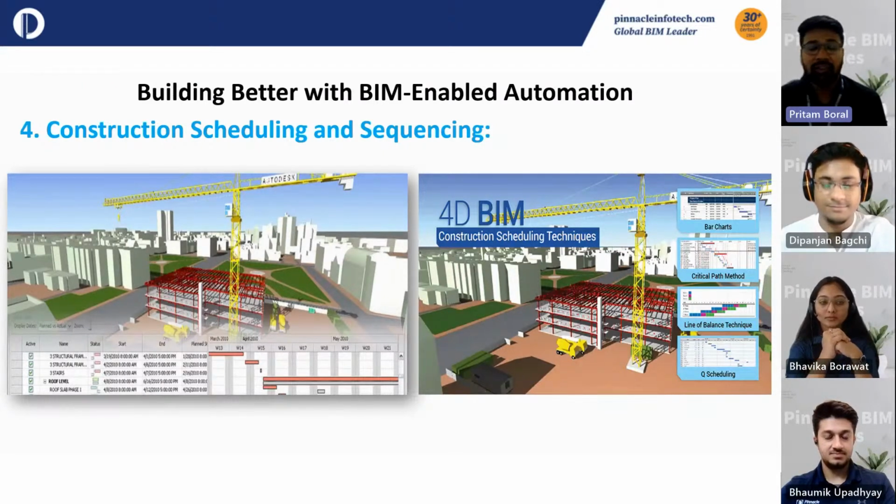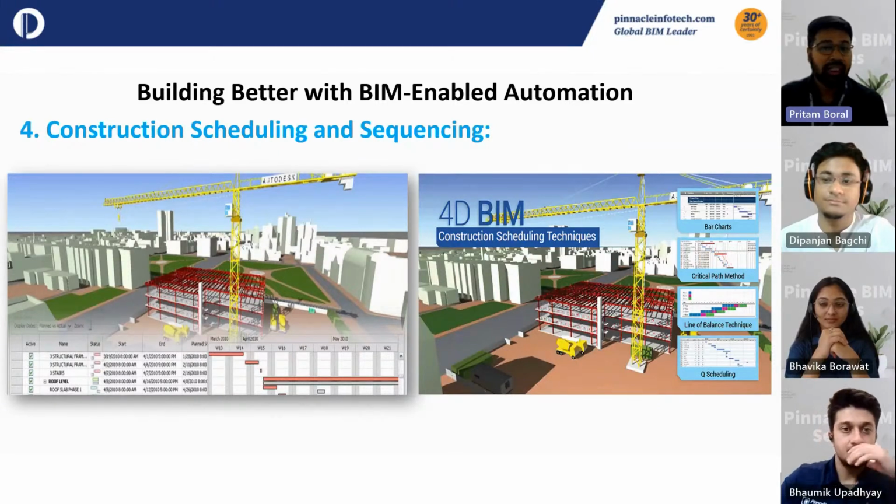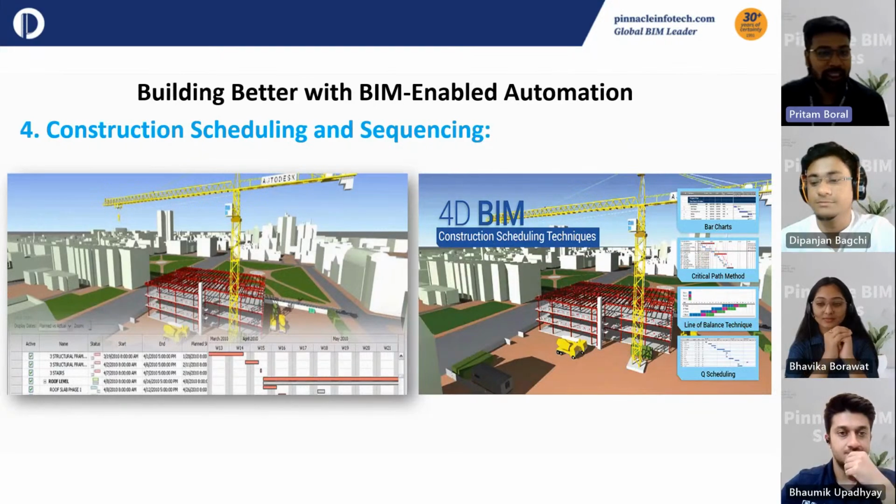Also, BIM has some other uses as well. It has 4D construction sequencing. BIM can be combined with construction scheduling software to create 4D construction sequencing models. BIM models can provide a visualized representation of the construction process and help to identify potential issues and optimize the construction sequence. BIM can help in 5D cost estimation as well.